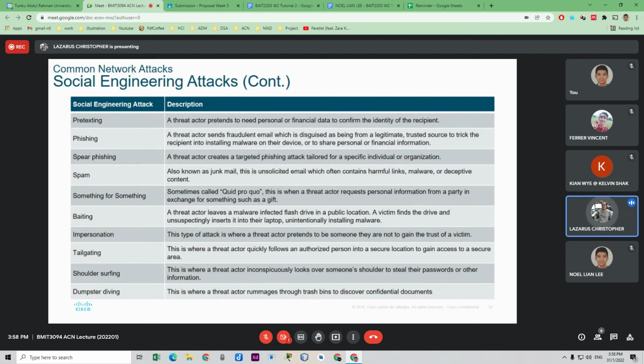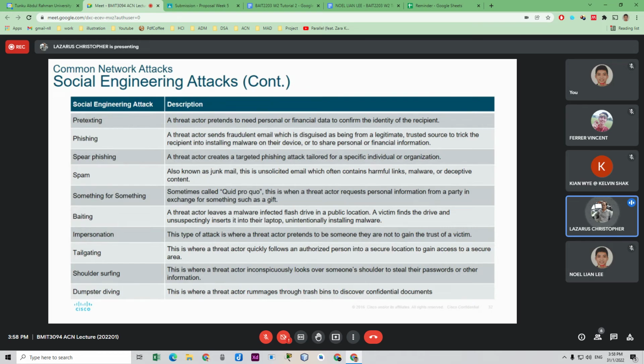Of course, it only works if you're entering a building or location where there are people around, so it's easy for them not to be noticeable. But this is one way to gain access to a place where they're not supposed to, by tailgating the authorized person and slipping in when the person is not careful.